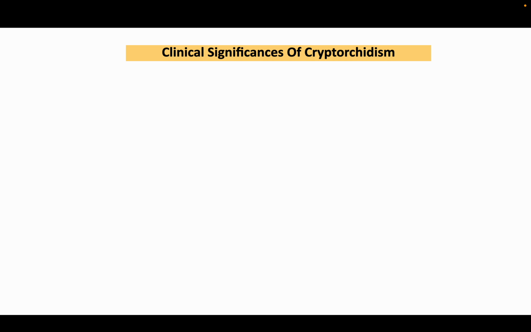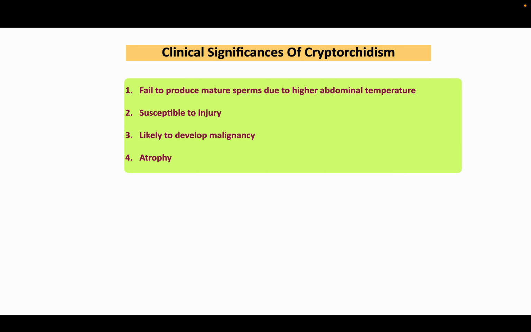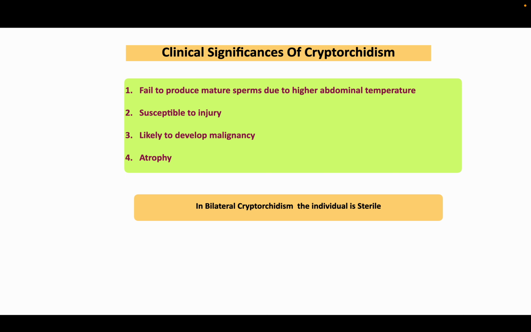What are the clinical significances of cryptorchidism? That is, failure to produce mature sperms due to higher abdominal temperature. If they remain in the abdomen, the temperature is high, so maturation of the sperm does not happen. Then if it is lying in the abdomen or in the inguinal canal, it is susceptible to injury and likely to develop malignancy. Then atrophy of the testes may happen. In bilateral cryptorchidism, the individual is sterile.